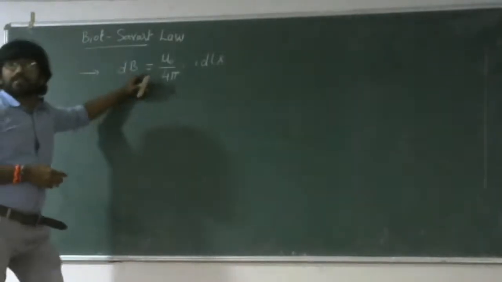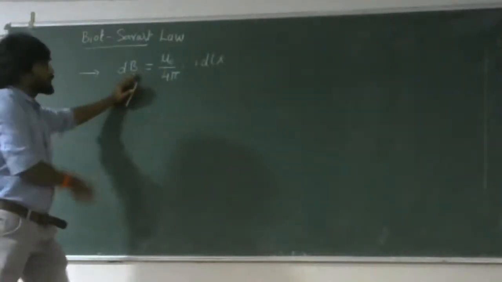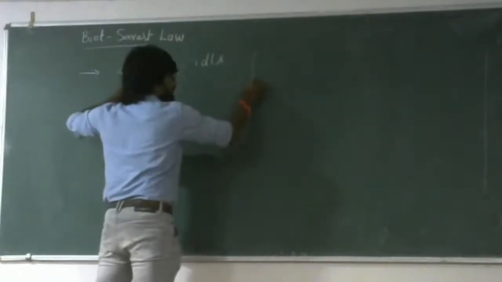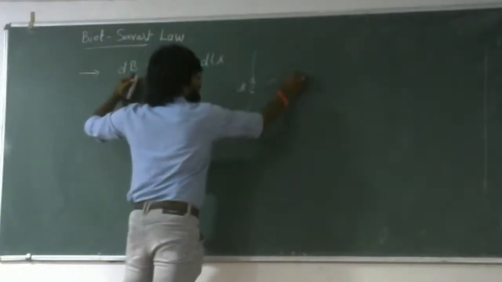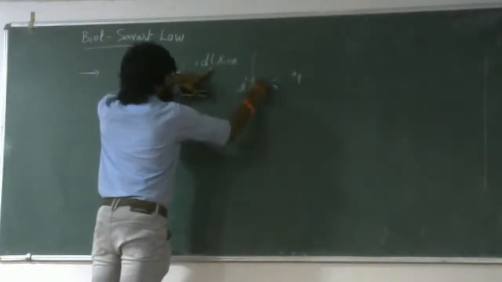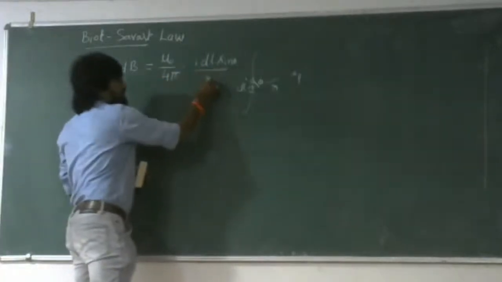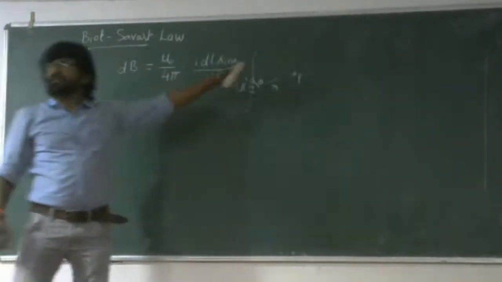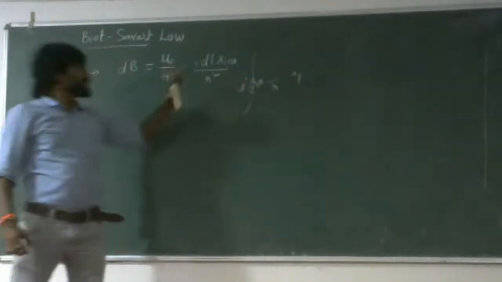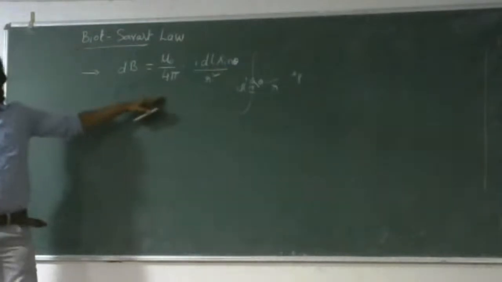So, Biot-Savart law, mathematical expression. The statement says that the magnetic field due to a small current carrying conductor of length dl at a point P, which is at a distance r, is directly proportional to the current in the conductor I, the length of the conductor, and the sine of the angle between the current and the line joining the point and the element, and inversely proportional to the square of the distance between the element and the point. So it is I dl sin theta by r square.